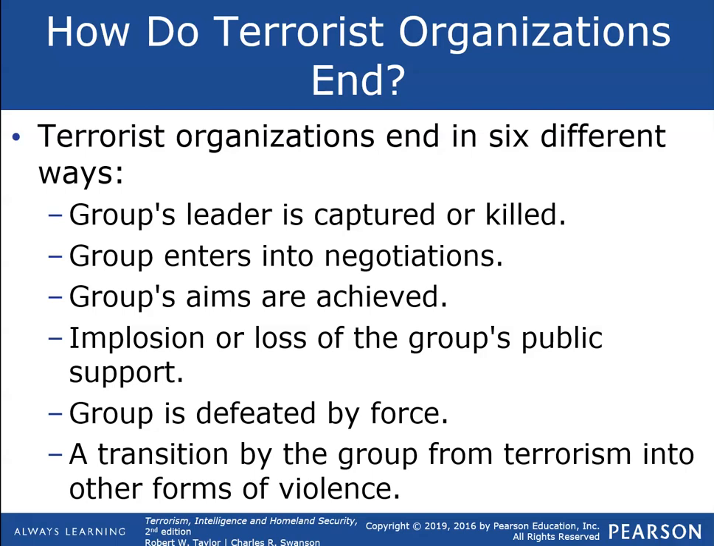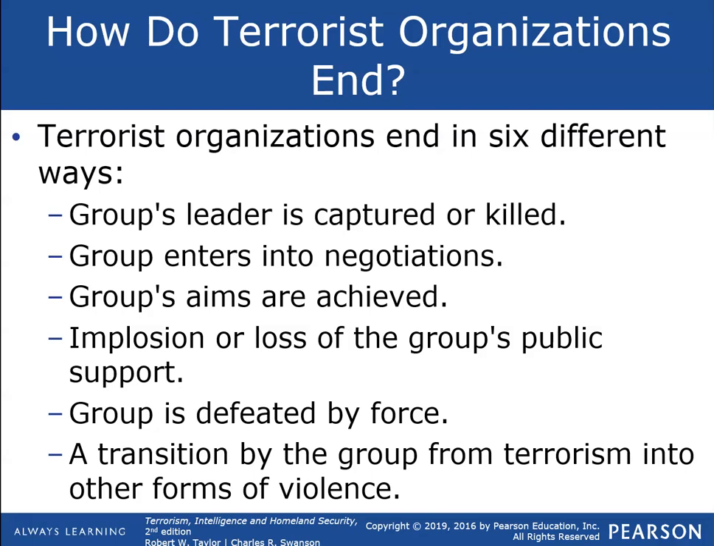Next, the group might enter into negotiations. So, all democracies publicly maintain that they do not negotiate with terrorists, but sometimes they do in secret. Before agreeing to go to the table, governments must conclude what prospects there are for a reasonable outcome when you're dealing with terrorists, etc. Next would be that the group's aims are achieved.